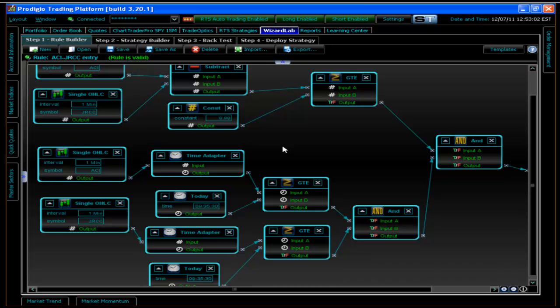So it's really important not to fire a pair strategy right on the open. So what we do is we essentially put in a time adapter there to say, is the time greater than 9:35? And if so, yes.